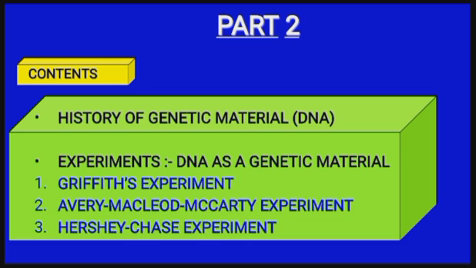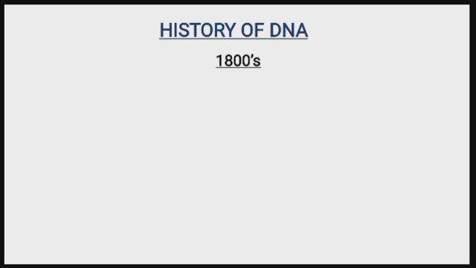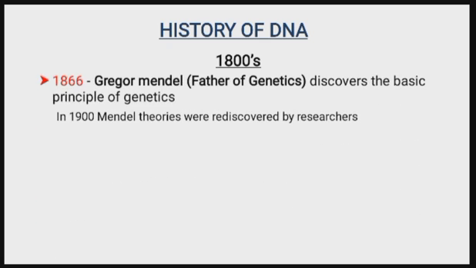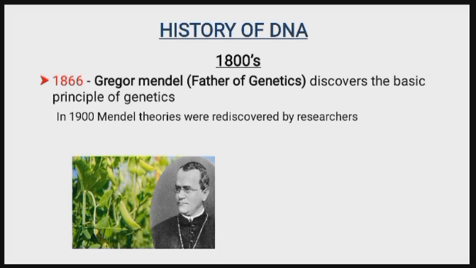Now in this part, we'll see the history of genetic material, that is DNA, and the experiments which prove DNA as a genetic material. Now let us see the history of DNA during the 1800s. In 1866, Gregor John Mendel, who is known to be the father of genetics, discovered how traits are inherited in Pisum sativum and gave basic principles of genetics that include the law of dominance and law of segregation.